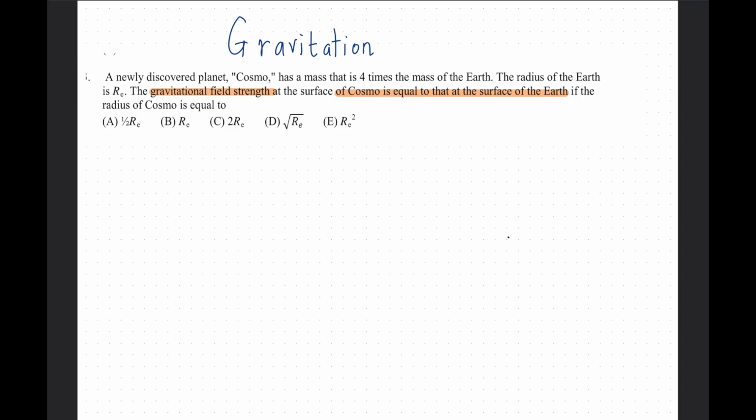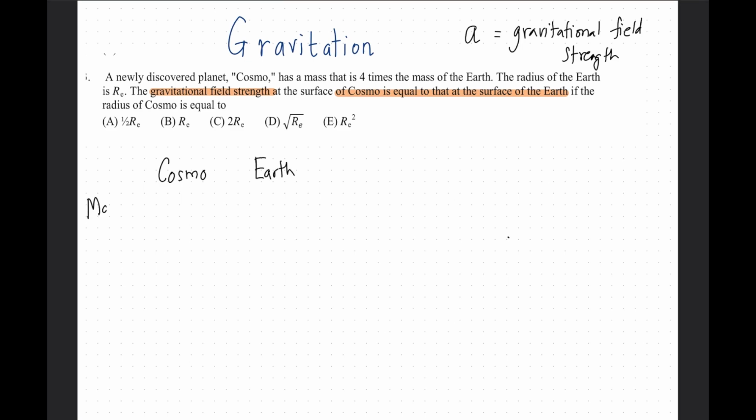That means acceleration due to gravity, which is represented by A, is the same for both Cosmo as well as for Earth. So A is called here gravitational field strength. That's another name for acceleration due to gravity. Now it's asking us what should be the radius of Cosmo, and it has given us some multiple choice here. Because it's a comparison between two things, we will just write the data in a table. Let's write Cosmo and Earth.